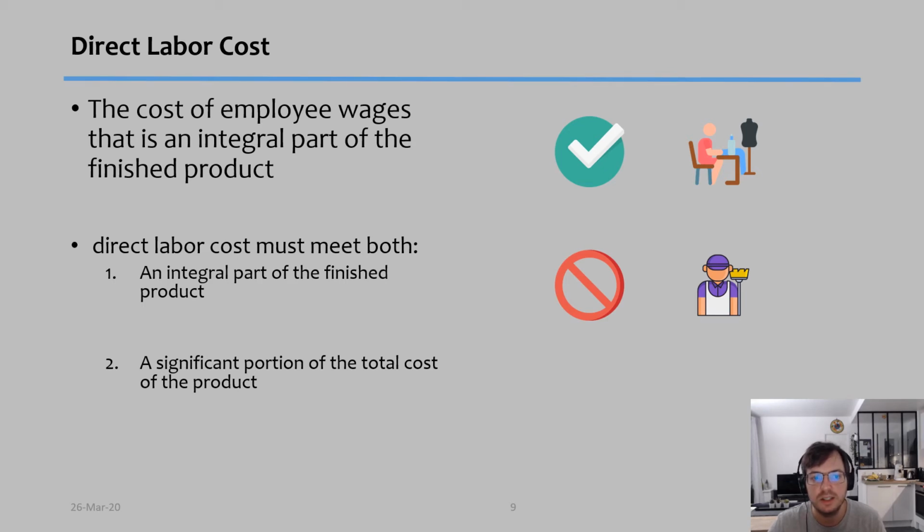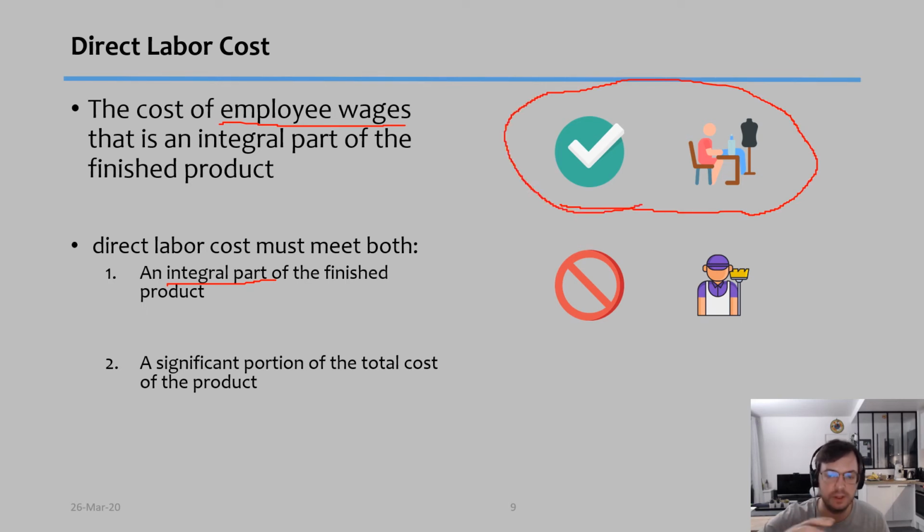Now, this is the cost of employee wages that is also an integral part of the finished product. And therefore, direct labor cost must be two things again. Number one, it must be an important part, an integral part of the finished product, and it also must be a significant portion of the total cost. So typically, the definition I would say here is people that do important work on the product. So for example, the sewing department is definitely a direct labor cost, because they are a very important part when it comes to producing our purse.